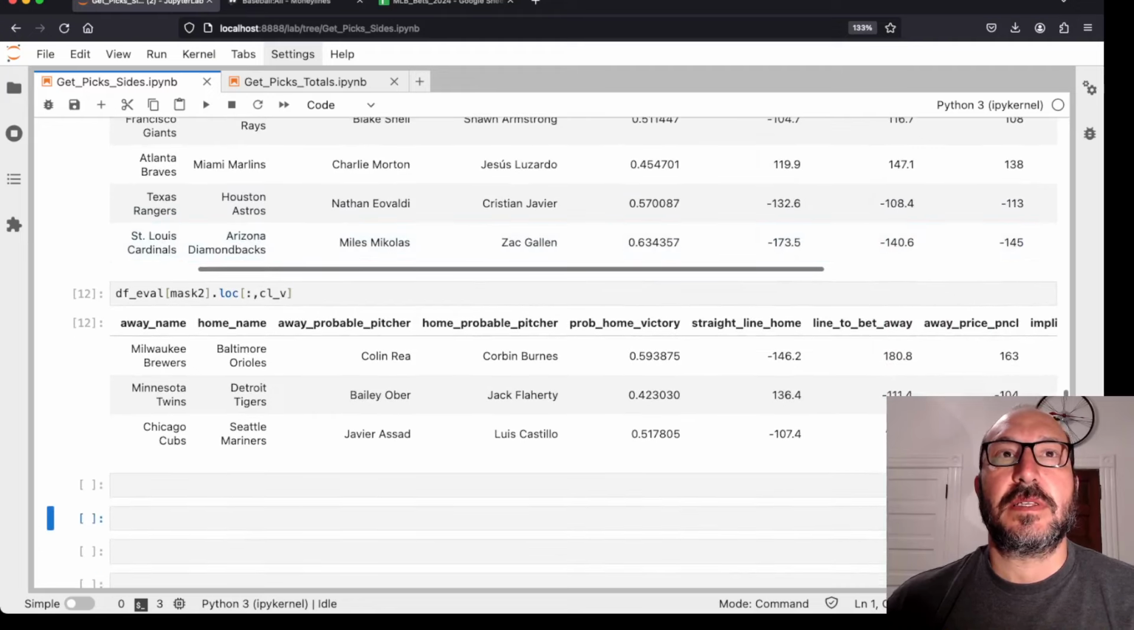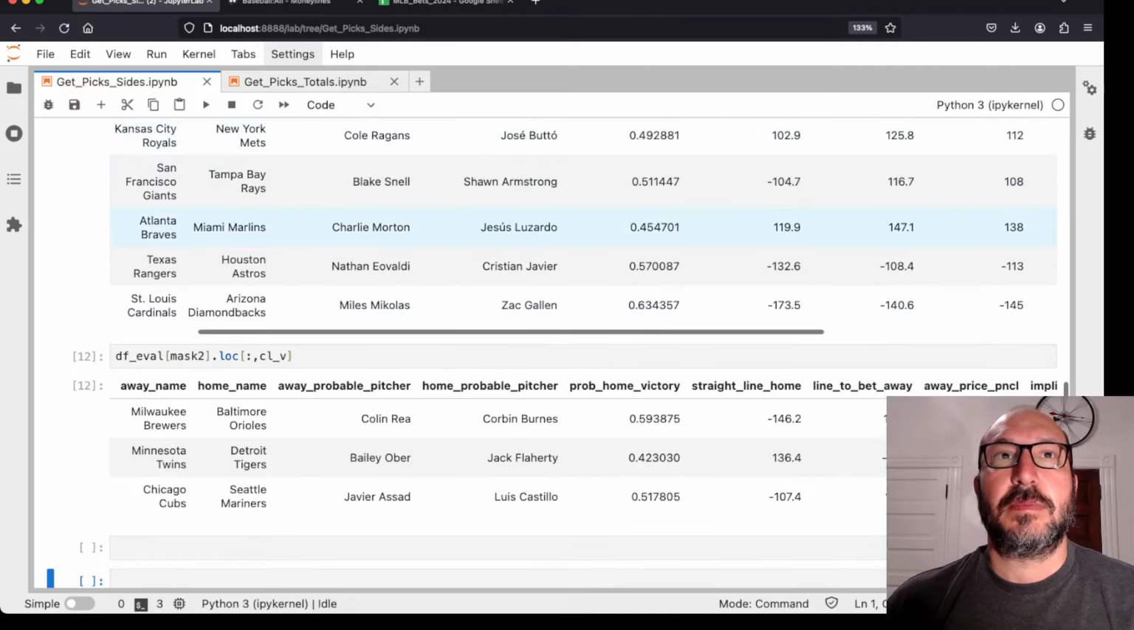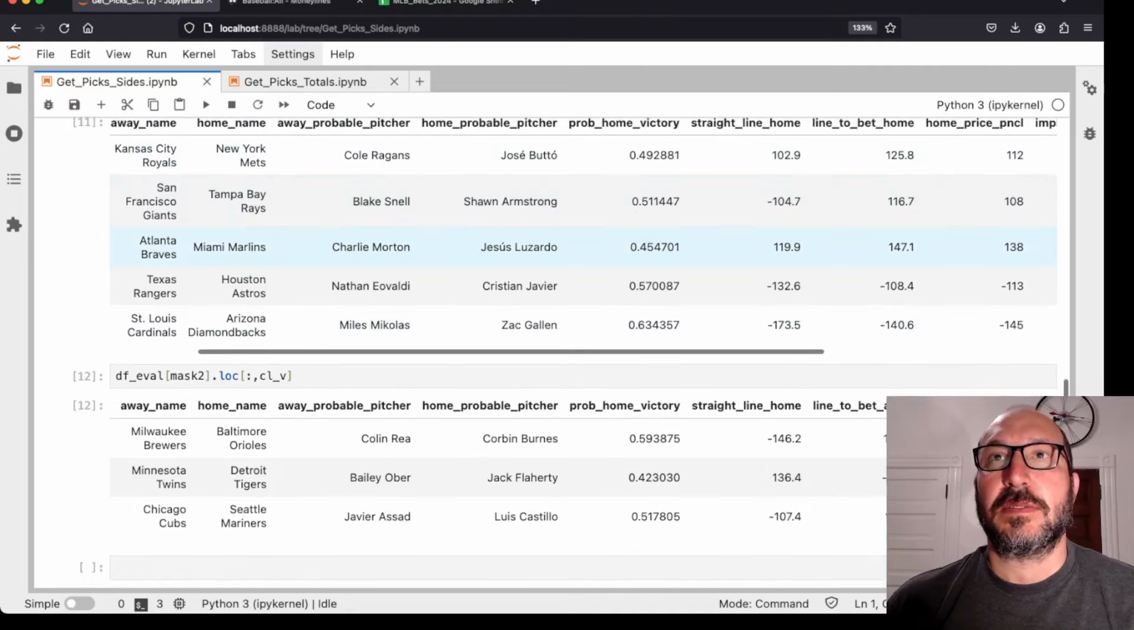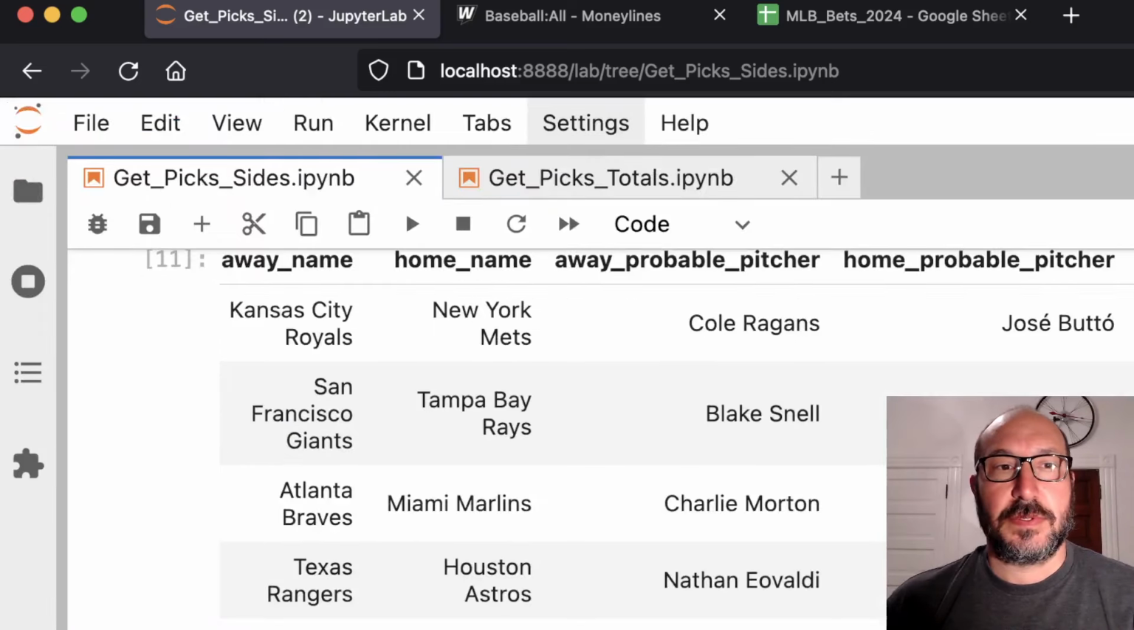Next up is the Braves and the Marlins. Model likes the Marlins, I'd say if you can get 147 on the Marlins, a big underdog here. And Pinnacle showing 138.